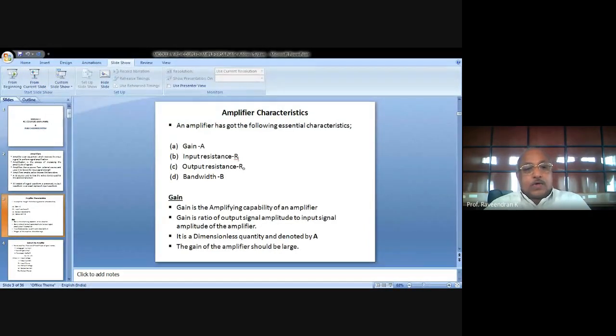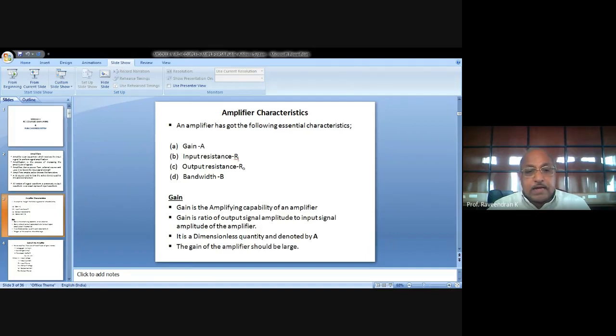So I told you the gain is the ratio of output signal amplitude to the input signal amplitude of the amplifier. Since it is a ratio of two amplitudes, this is a dimensionless quantity, which means there is no unit. It is usually a number, say gain 180. This characteristic, gain, is denoted by the letter A. If it is a voltage gain, we suffix V, that is AV. If it is a current gain, it will be AI. If it is a power gain, it will be AP.